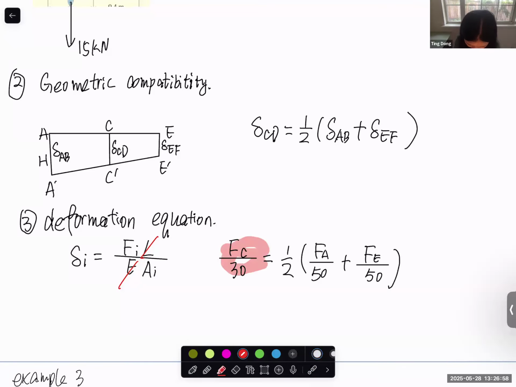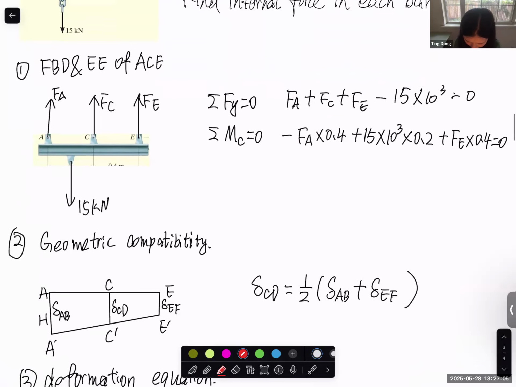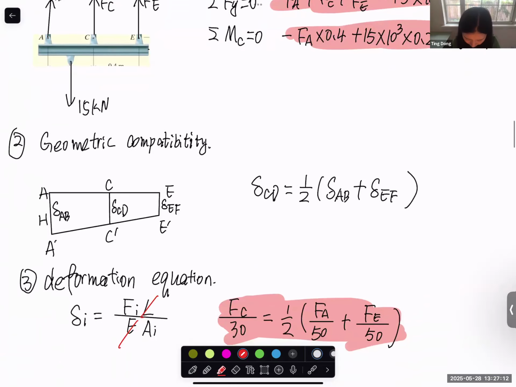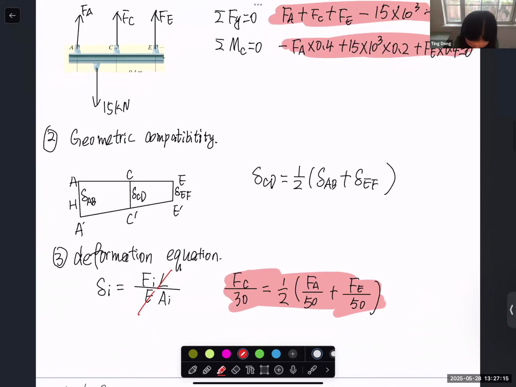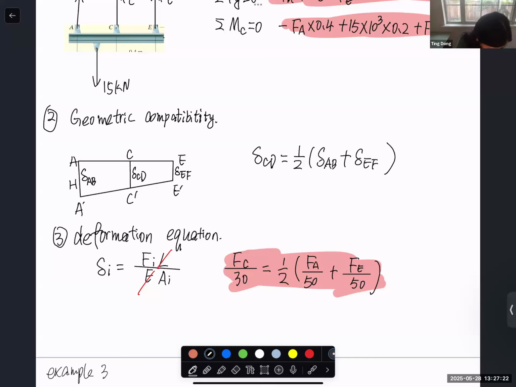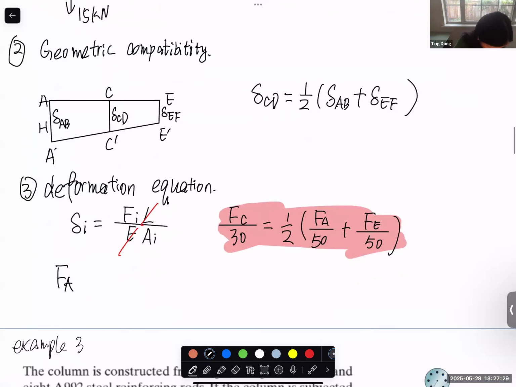Now we have again three equations, three unknowns. This is the third equation, second equation, first equation. Combine these three equations, we can solve for F_A, F_B, and F_C. And of course, how to solve these three equations is something you need to learn before you take this mechanics of materials class. So I give you the final answer directly. F_A, Newton, F_C 3.49 kilonewton, F_E equal to 2.